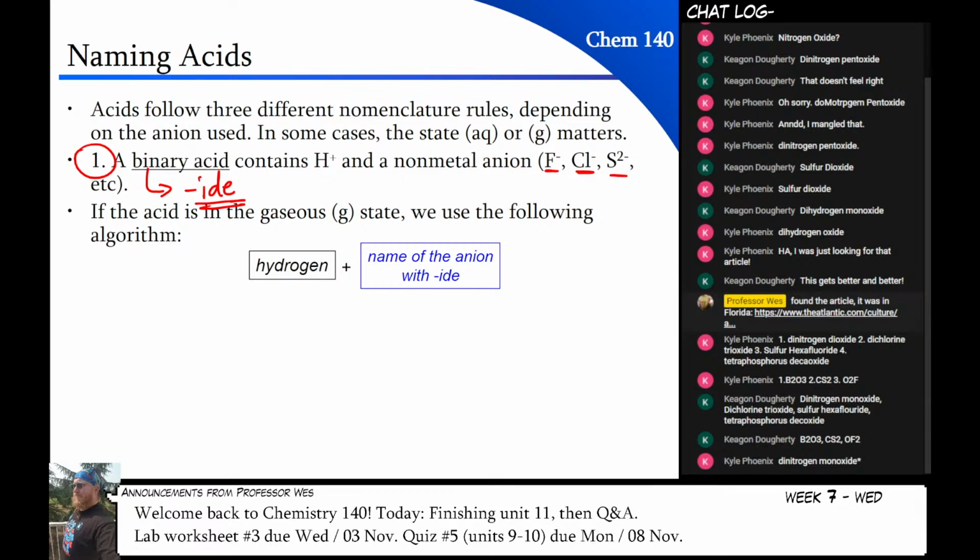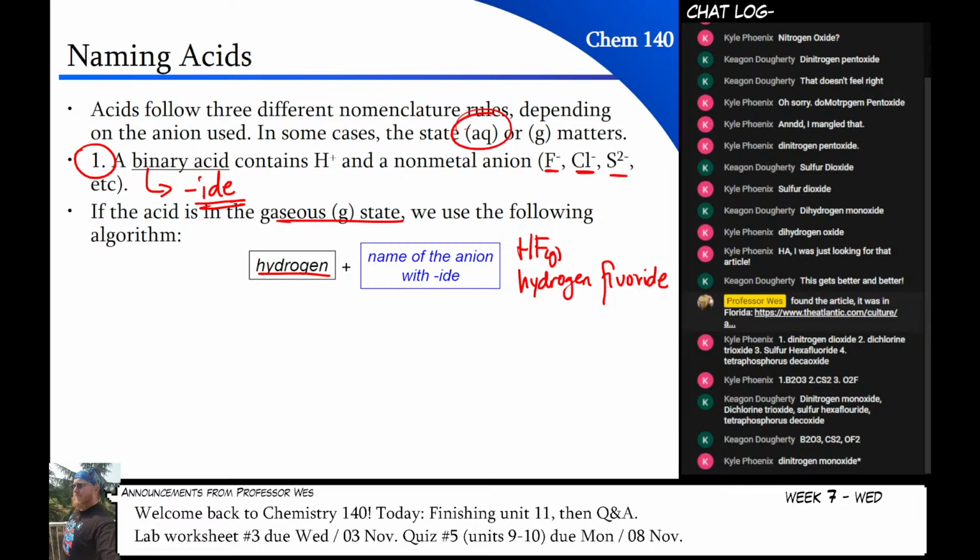For anything using the "ide" rule, the state of the acid matters. If I don't give you a state, assume aqueous. But if I do give you a state, then you have to use the correct algorithm. The first algorithm is, if the state is gaseous, you write the word hydrogen, and then you name the anion with "ide." So for example, this would be hydrogen fluoride, but only if it's in the gas state. In other words, you're basically naming it like a covalent compound if it's in the gas state.